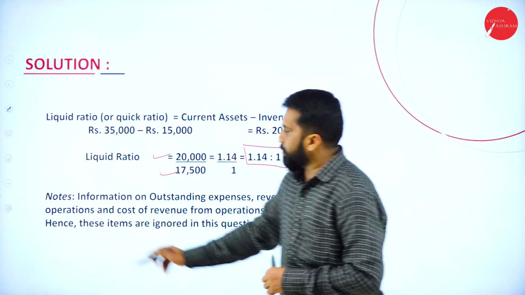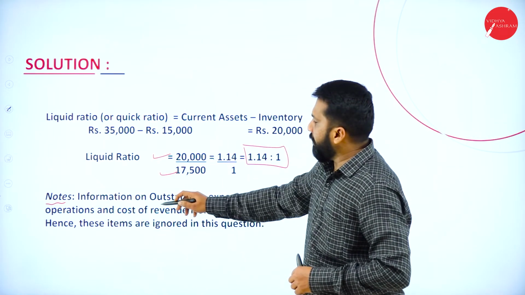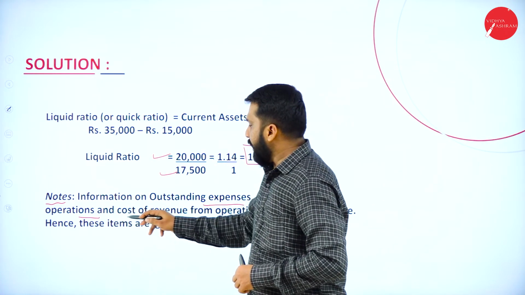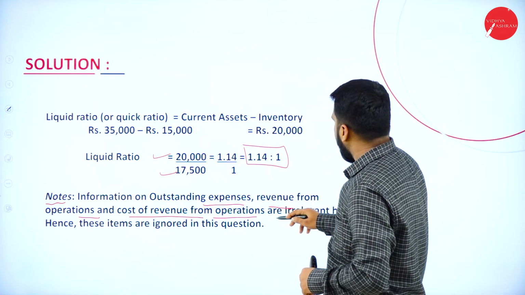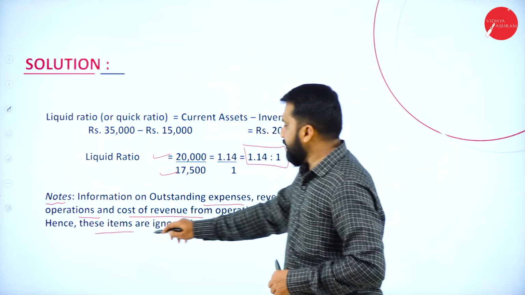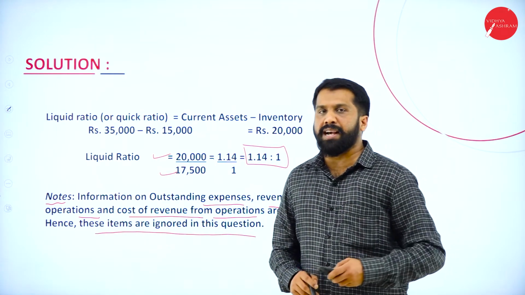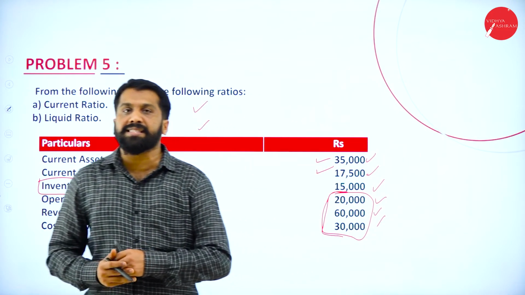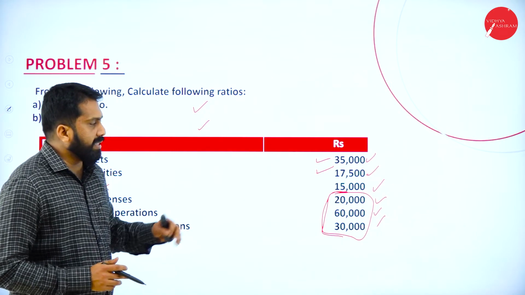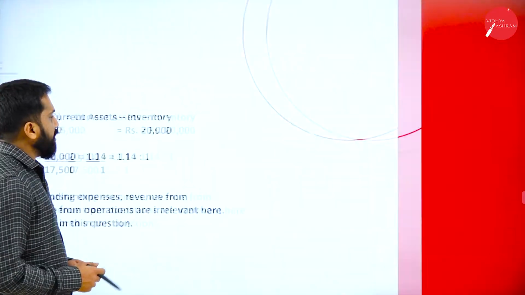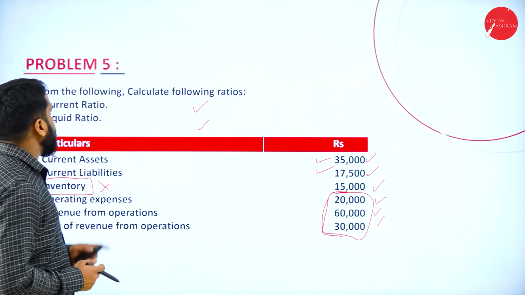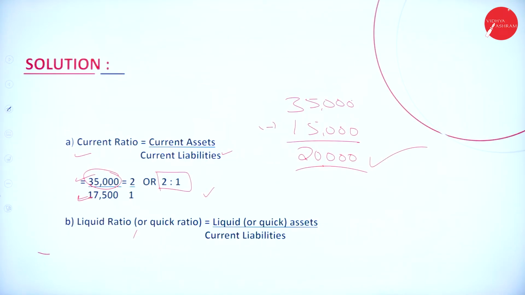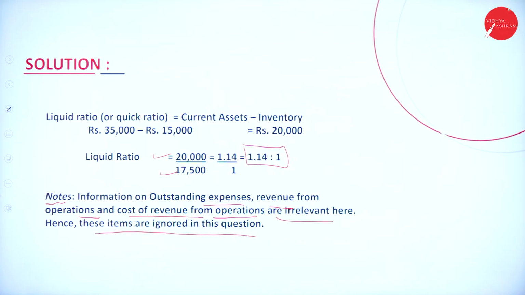Now, we have a small note on this. Information on outstanding expenses, revenue from operation and cost of revenue from operation are irrelevant here. Hence, these items are ignored in the question. As I told you, these three are considered irrelevant. That's why we have not considered them in our solution. I'll go back so that you can take a screenshot. Your problem number 5, this is the question part. Your solution, the next part of your solution.